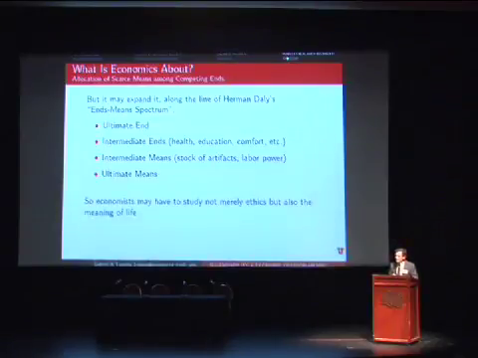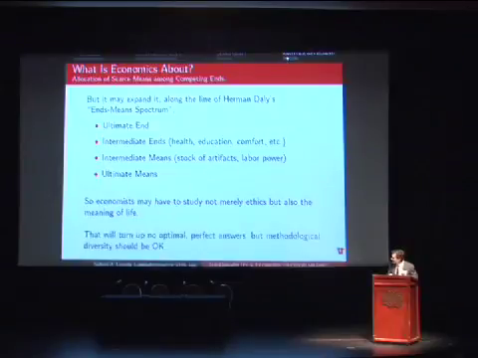So economists might need to study not only ethics in order to alleviate these principal agent problems, but also some discussion of what the meaning of life is. Now that's not going to result in optimal perfect answers. But maybe that's okay, not to have optimal perfect answers.